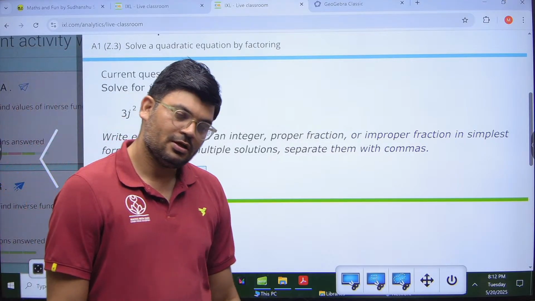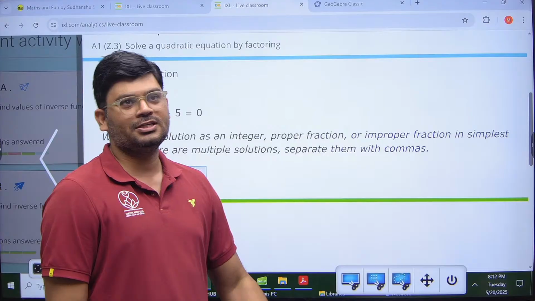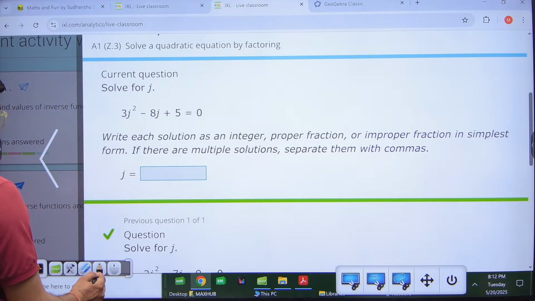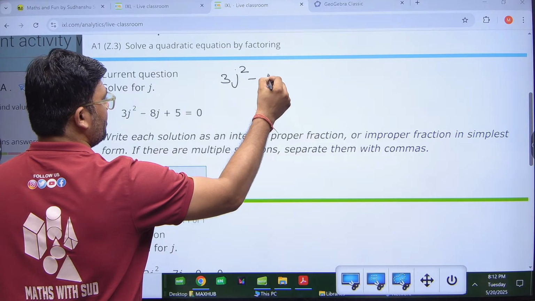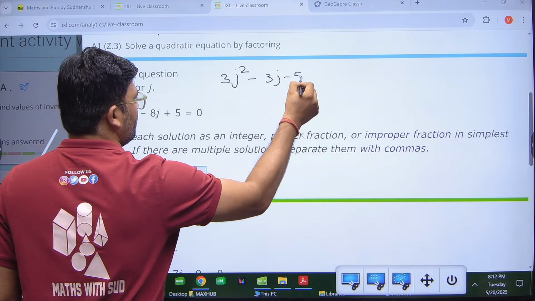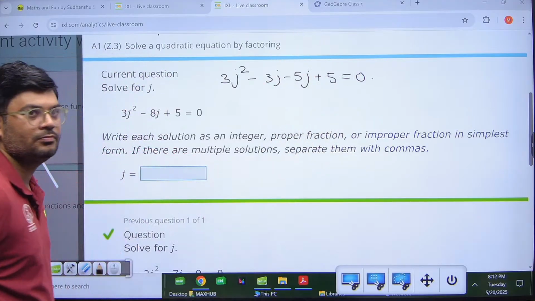3 and 5. But those two numbers have to be minus 3 and minus 5 because it is minus 8. Okay, so what you will do? You will write 3j square minus 3j minus 5j plus 5 is equal to 0.